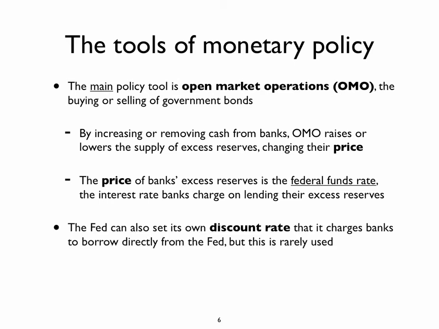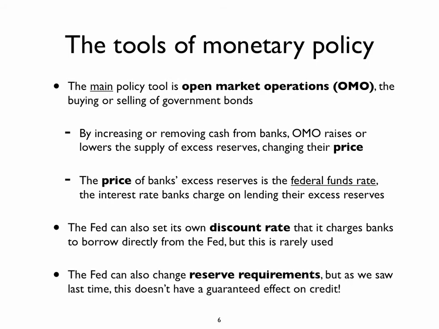The Fed can also set the discount rate that it charges on discount loans through the discount window of the Fed, but this is a very rarely used kind of thing. It's only during emergency times. Reserve requirements, as we saw last time, also can be operative, but this doesn't have a particular guaranteed effect on credit.